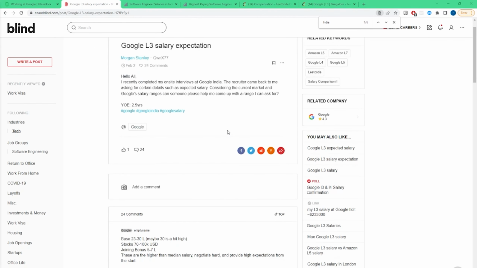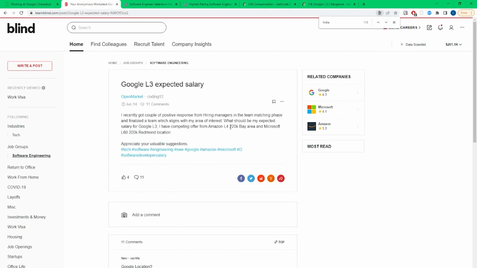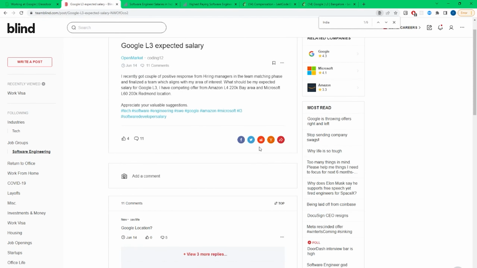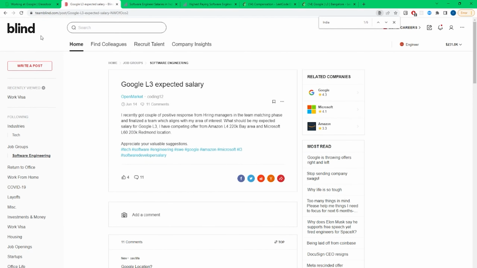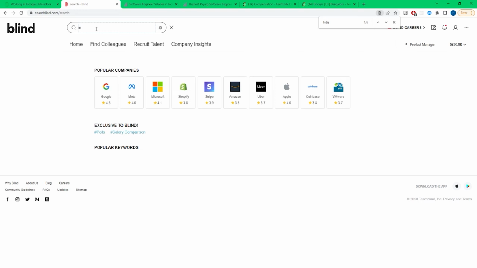You can also look at other articles similar to this, L3 expected salary. Most of the posts are from the US, but there are also a couple of posts from India as well. So you can use this as a reference to check for Indian salaries as well. There are multiple good posts on Blind that you can refer to.